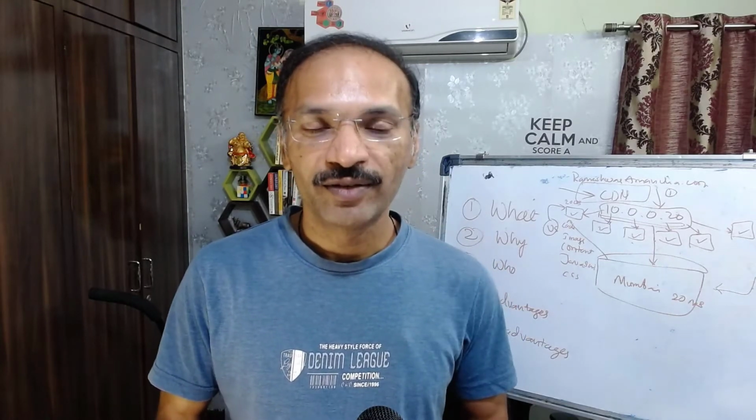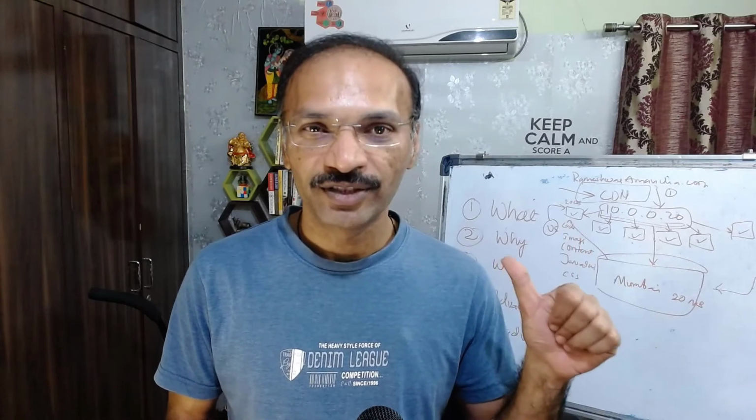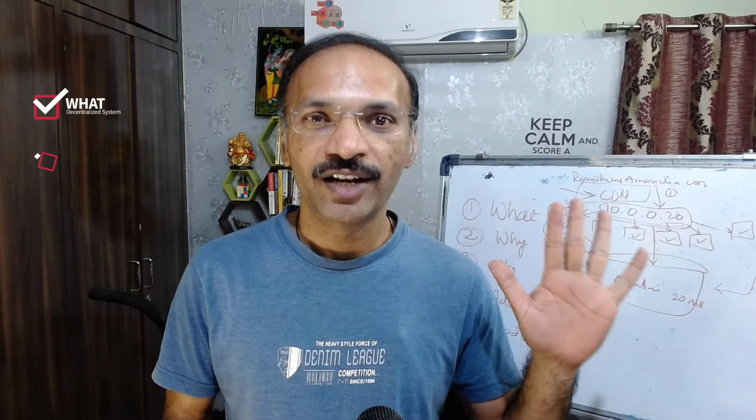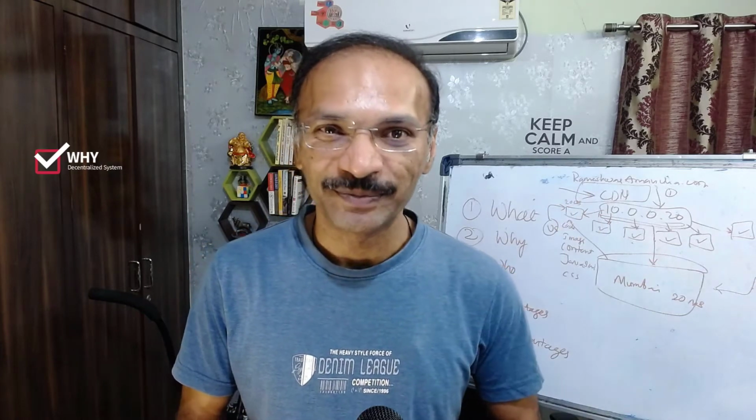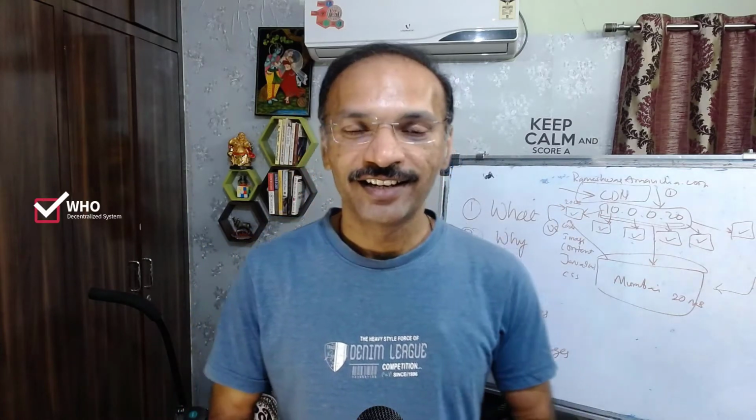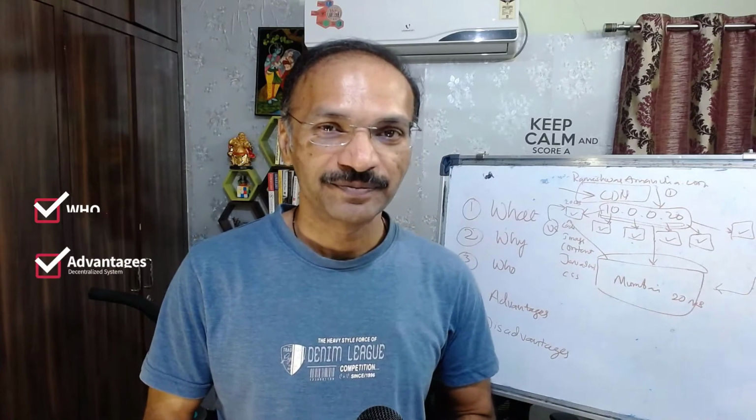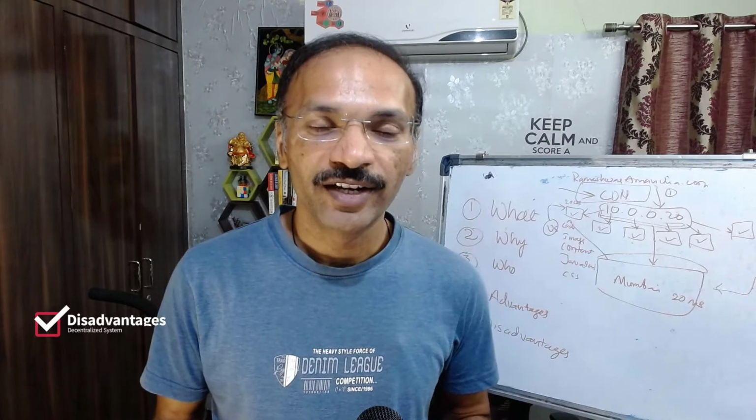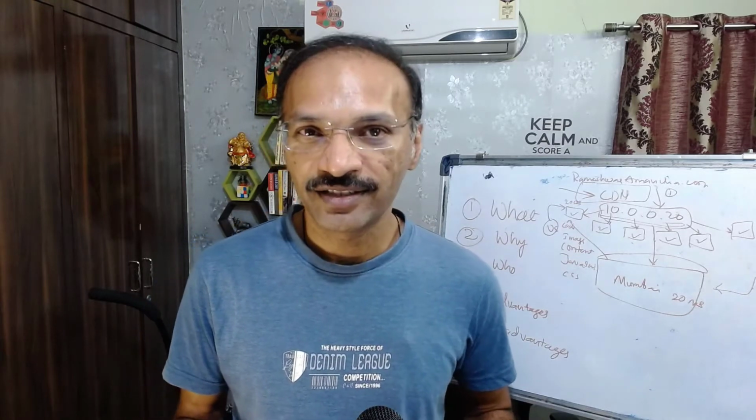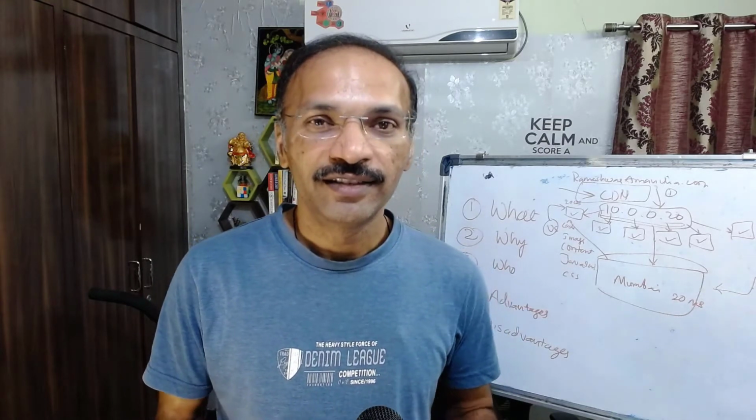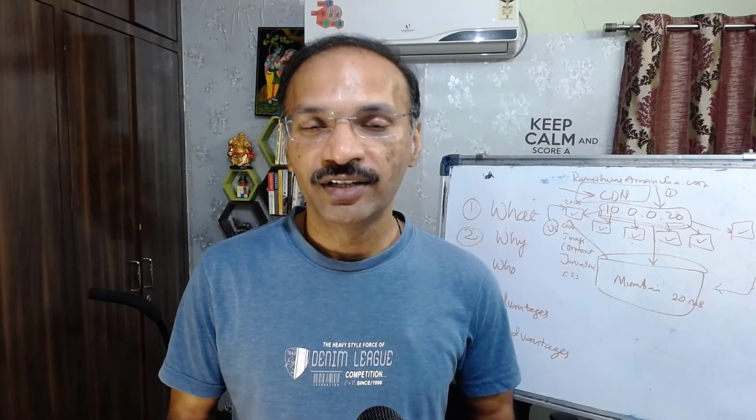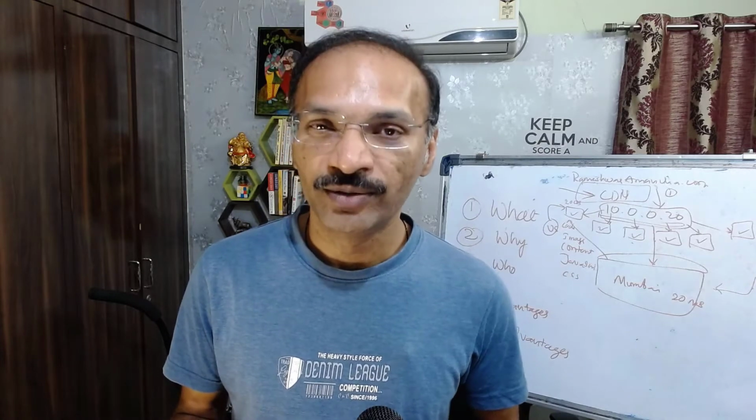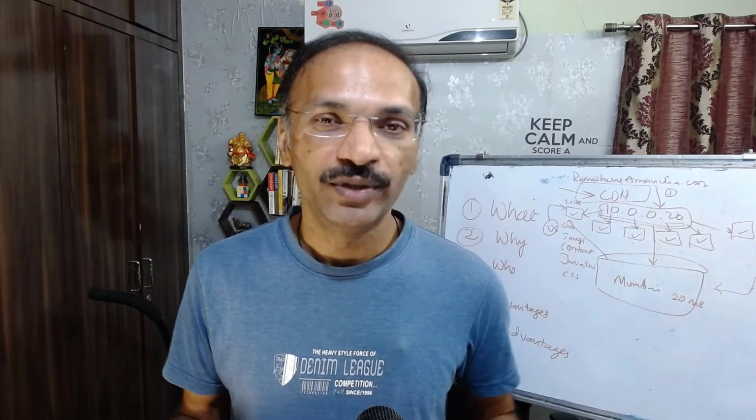So in this video again, we're going to learn about the five components: what, why, who needs it, what are the advantages, and what are the disadvantages of decentralized systems. What is a decentralized system? A decentralized system is where the data is not just sitting in one location. The data can be sitting in multiple locations, multiple servers, and each server can have its own processing power. It can do its own operations.